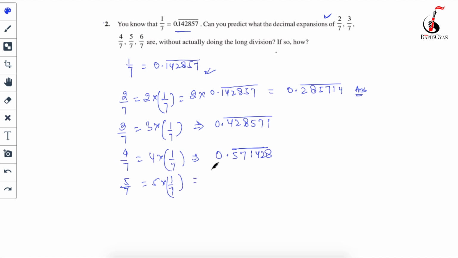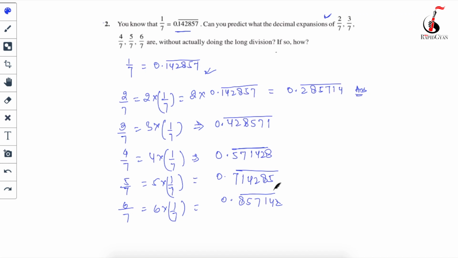Okay. For 5 by 7, you will get 5 times 1 by 7. So what you will get? You will get 0.714285. If you multiply by 6, so it's 6 by 7. So you will have to see 6 into 1 by 7, which will give you the answer 0.857142. So it's a very simple multiplication. Just multiply.